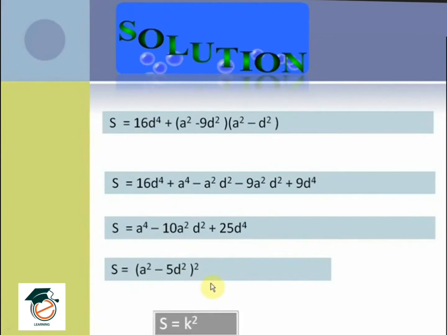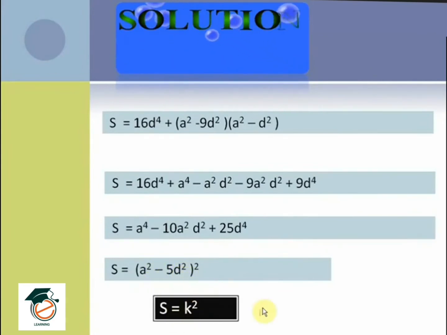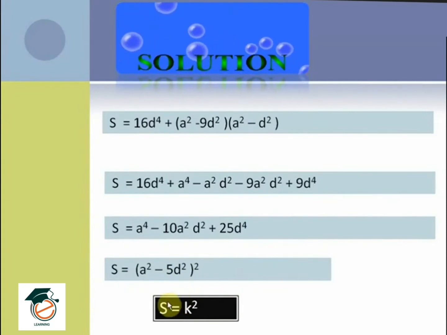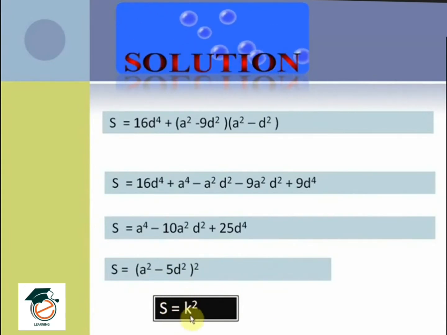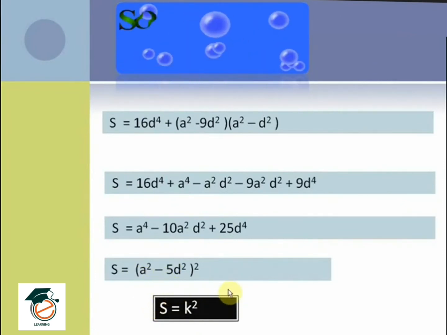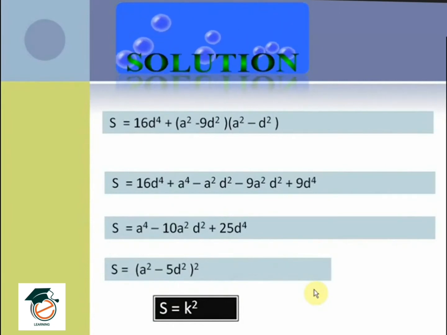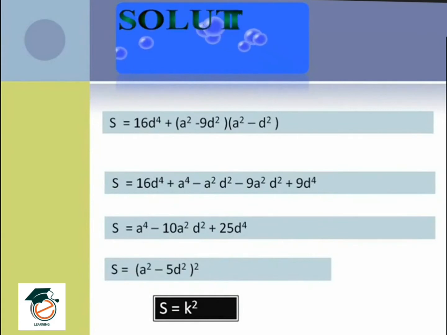That is, s could be written as equal to k square, where k is equal to a square minus 5d square. Thus, s becomes equal to the square of an integer. Here this is an integer, so s would be the square of an integer. And so we have proved that the sum of the fourth power of the common difference plus the product of any four consecutive terms of an AP is a square of an integer.